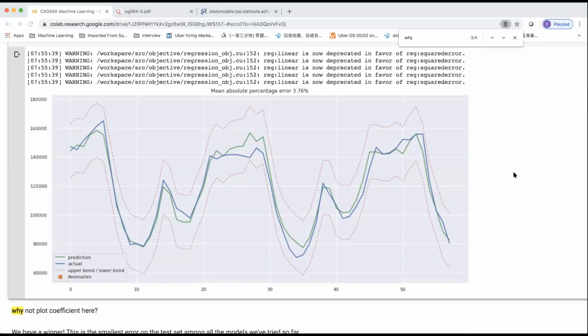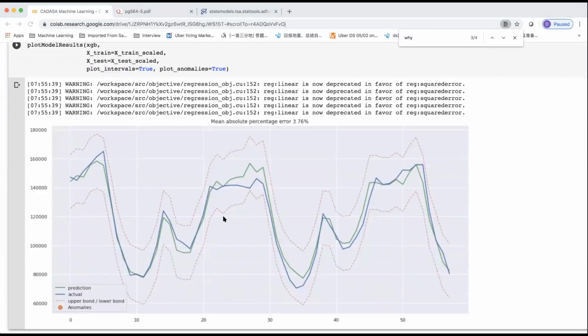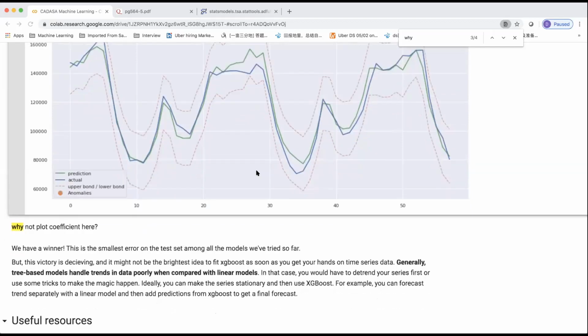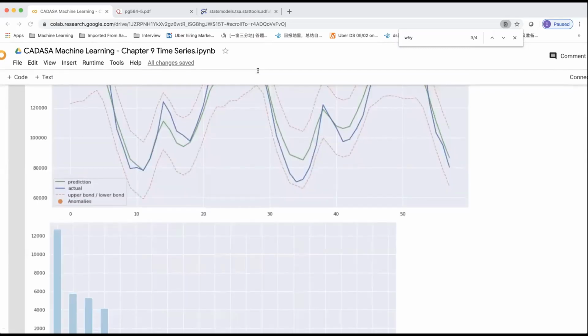Yes, so basically XGBoost is not a regression. You don't have a coefficient with XGBoost, okay? So don't make the silly mistake of plotting coefficients along with this graph. It's not going to work because you don't have a coefficient with XGBoost. Coefficients only appear for linear regression, okay? So yeah, basically that's everything for today.